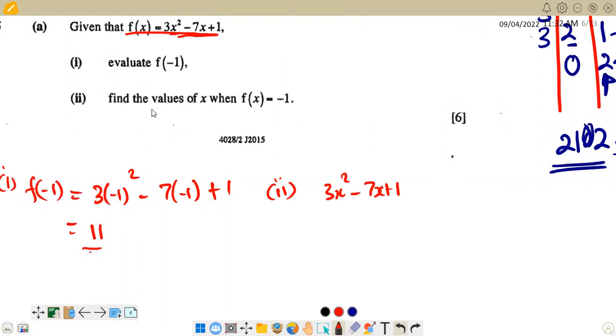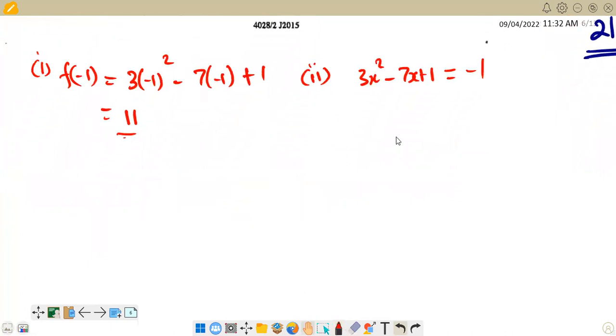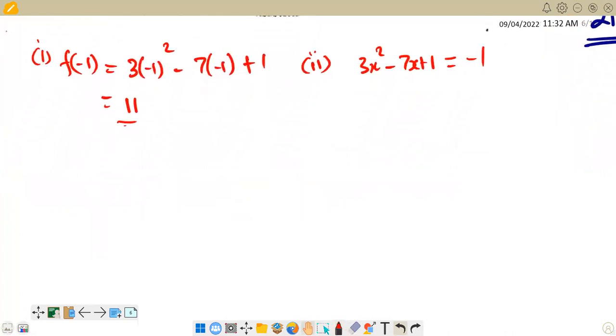That is our f of x. Now they are saying this f of x, this time, is equal to minus 1. So you equate that f of x to minus 1. By doing this, you have formulated an equation that you're supposed to solve. I don't know whether you're going to use the quadratic formula or which method, but it's a quadratic equation. So what's the first step?